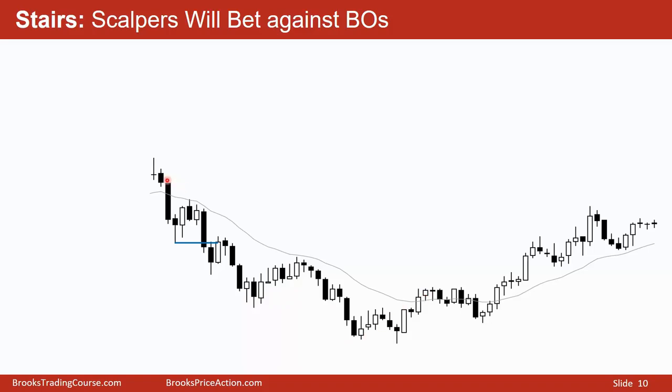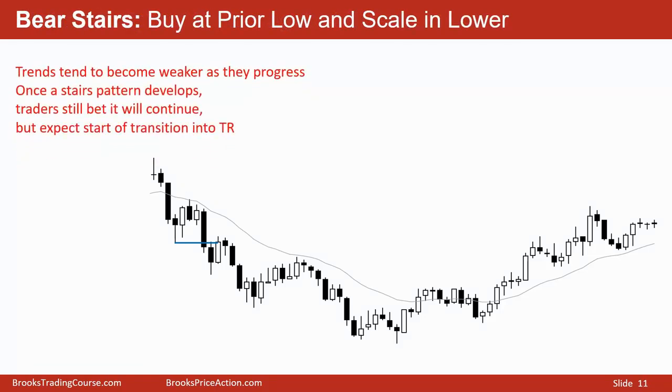Once you start to see a stair pattern, gaps closing, we have a gap between this close and that low, but the gap closed. We have a big breakout bar, so a gap between this close and that low, and the gap closed again. As trends progress, they become weaker, and once channels become stairs, traders are expecting that the market will soon evolve into a trading range.